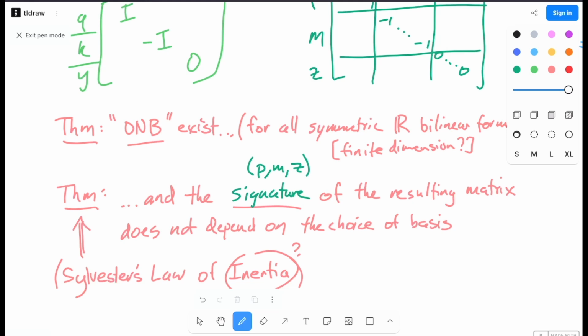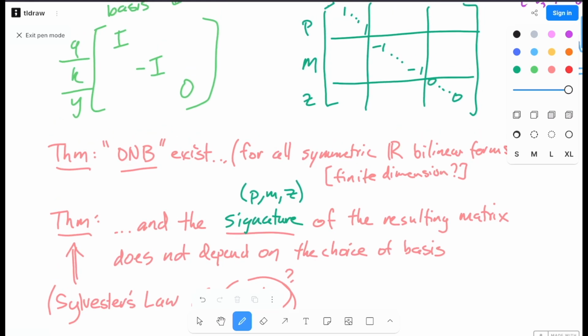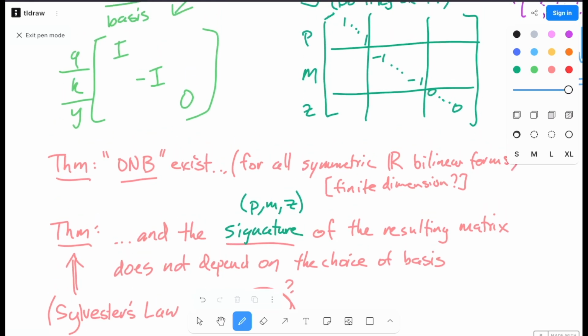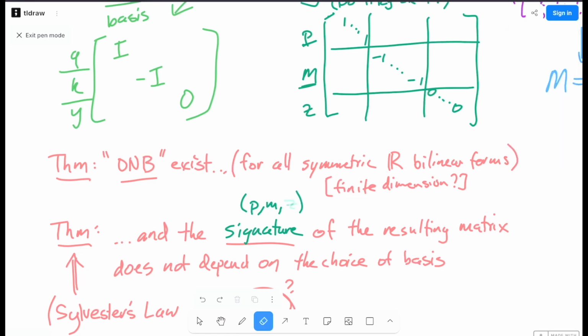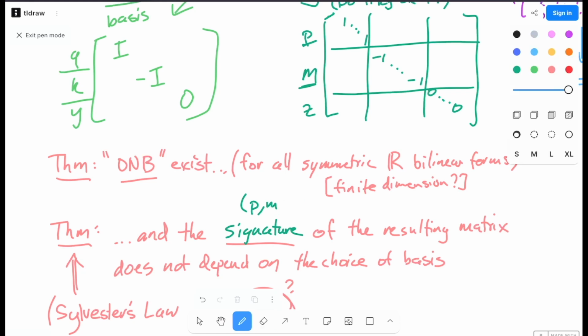But yeah. When I say signature in this theorem, really what I mean is these three numbers. How many positive vectors there are in your basis, how many negative vectors there are in your basis, and how many zero vectors there are in your basis. They're self-orthogonal. Of course, since we're fixing the vector space V, Z is determined by P and M. So oftentimes the signature is just P and M.